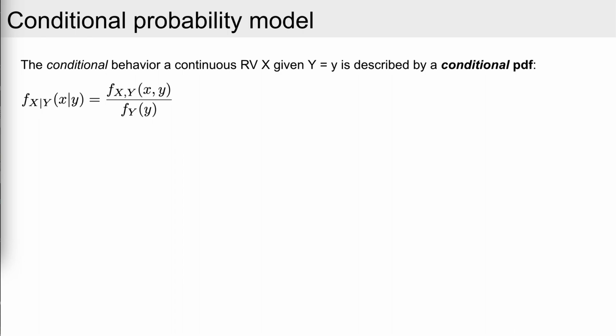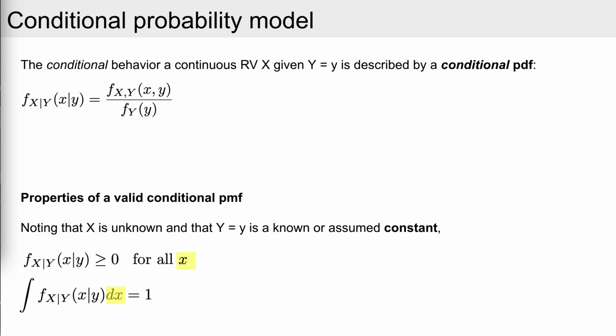Finally, consider conditional probability models in the continuous random variable setting. Though we cannot interpret any continuous PDFs as probabilities, we can build a continuous PDF just as we did in the discrete case. The conditional PDF of x given y equals little y equals the joint PDF of x and y divided by the marginal PDF of y alone. And this conditional PDF must satisfy the usual properties in order to be valid.